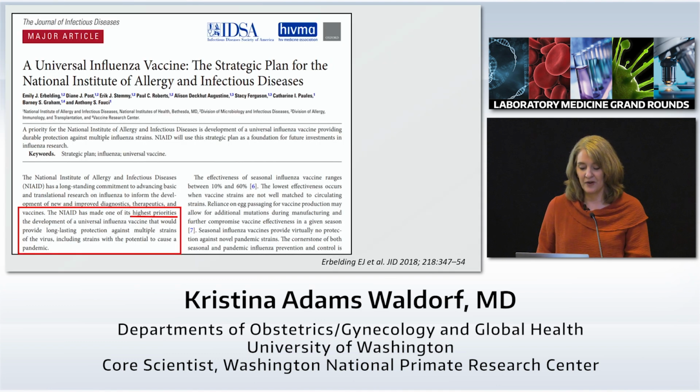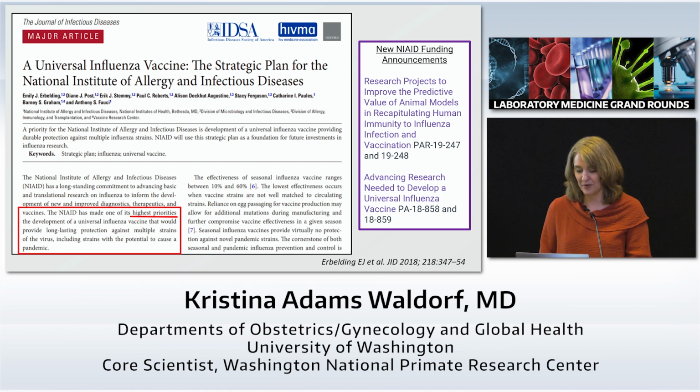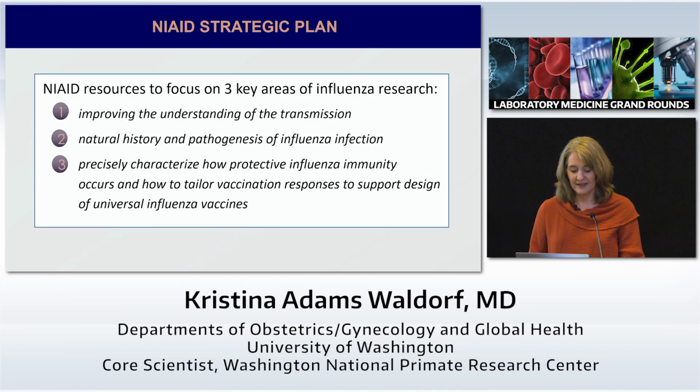So what's a better plan? Well, a universal influenza vaccine would be a much better plan. And the NIAID came out with a funding announcement in 2019, which was just before the COVID-19 outbreak, which kind of turned everything on its end. It was about this time that I became very interested in influenza, because NIAID wanted to understand its transmission, the natural history and the pathogenesis of influenza infection, characterize how protective immunity works, and how to tailor vaccination responses to support the design of universal influenza vaccines.